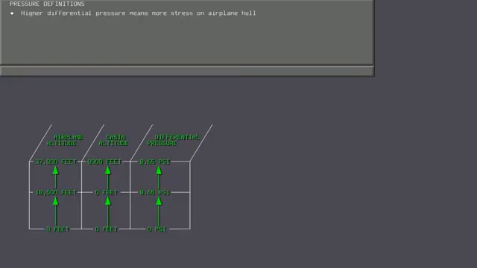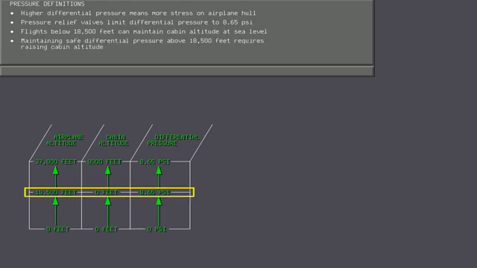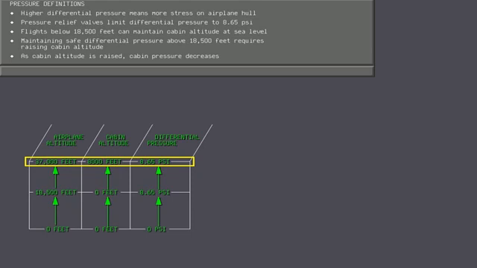The higher the differential pressure, the more stress there will be on the airplane hull. For this reason, pressure relief valves limit the differential pressure to a maximum of 8.65 psi. Flights below 18,500 feet can maintain the cabin altitude at sea level. Maintaining a safe differential pressure above 18,500 feet requires raising the cabin altitude. As the cabin altitude is raised, the cabin pressure decreases.